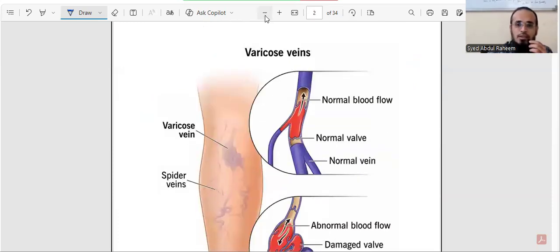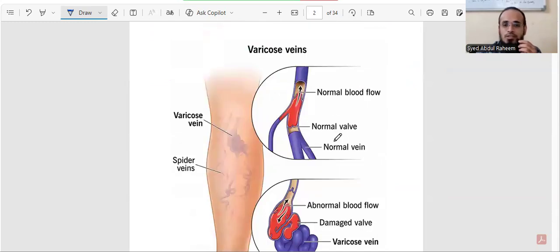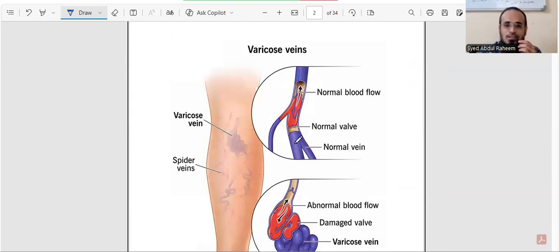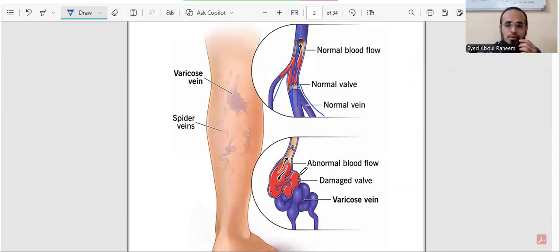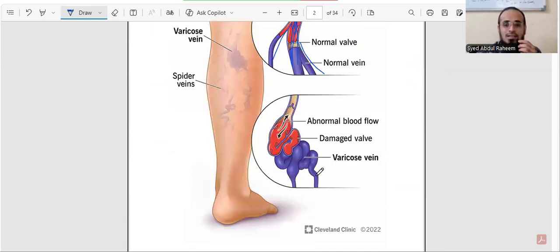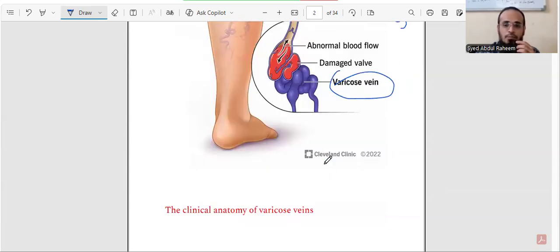You can see this is the image of lower limb. This is the normal vein, a straight vein. You can see these are the perforating veins. This is the main vein, with normal blood flow. In the other image, you can see the vein's shape is changed. The shape is tortuous, like a snake. This is called damaged or varicose vein, varicositis.